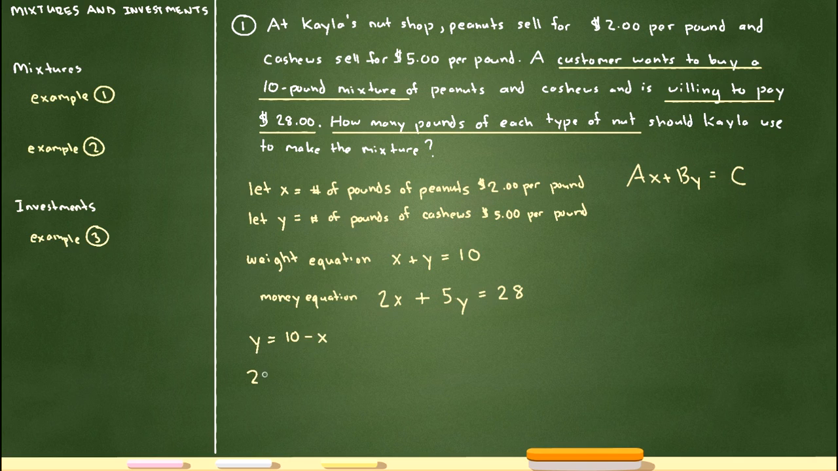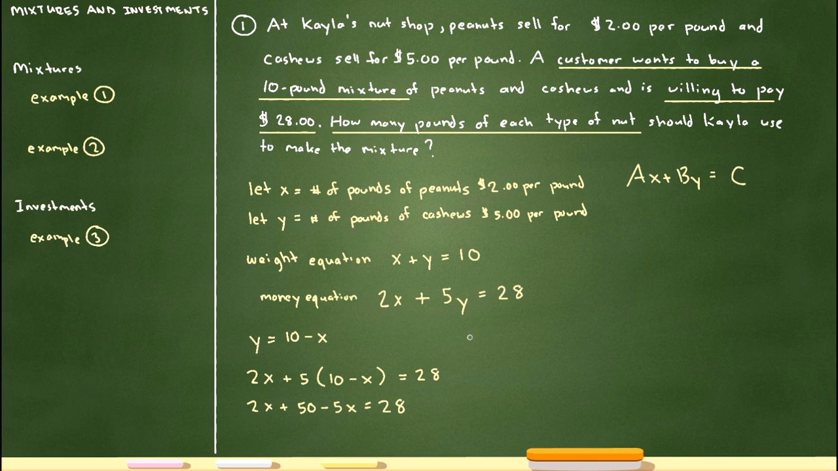I'm writing down my second equation, 2x plus 5, but instead of writing y, I'm going to replace it with 10 minus x, because that's what I know y is. I know y is 10 minus x, and this is equal to 28. So now I have this nice equation here with a single variable, and this is no problem to solve for. So we want to go ahead and simplify both sides. In this case, we need to distribute the 5, so we get 50, and then minus 5x is equal to 28.